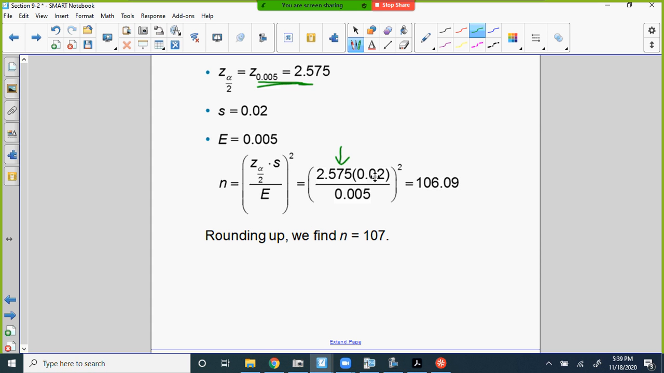So there's my area, the z-score, right, of that. Here's my standard deviation, and here's my error, 0.005. Do that, and you get 106.09, which goes to, guess what, 107. So the only thing that you really are going to have to calculate is sample size. That's really the only thing you're going to have to calculate by hand in 9.1, right? So just be aware of that, okay?